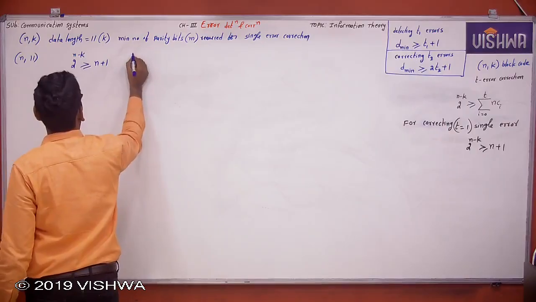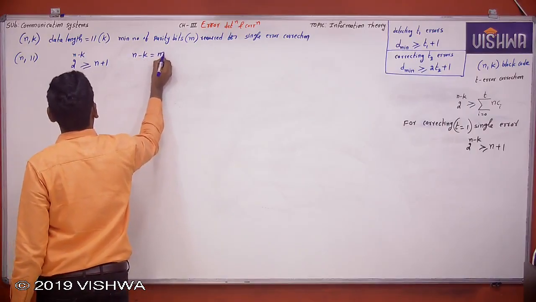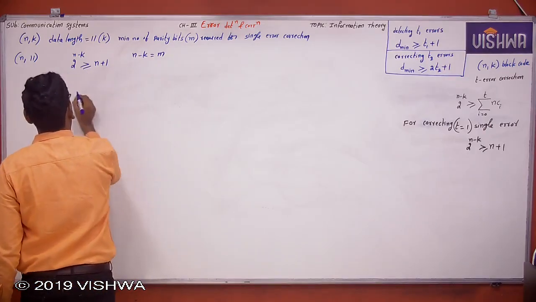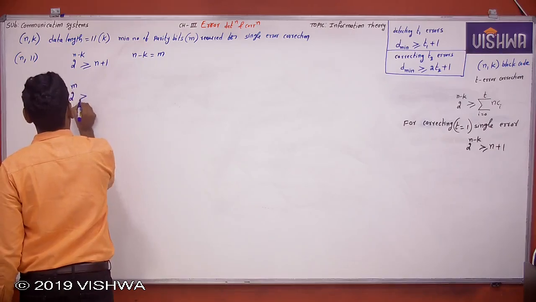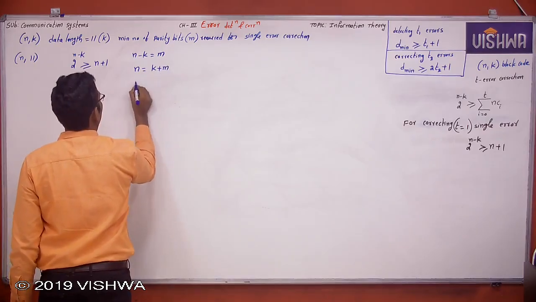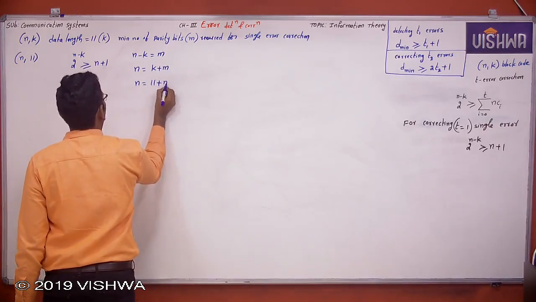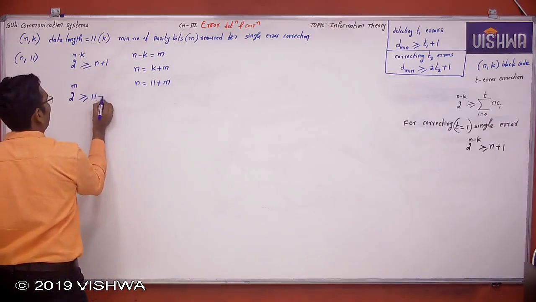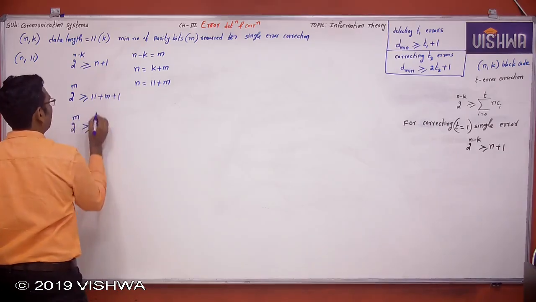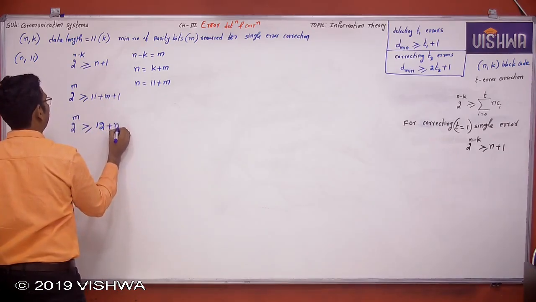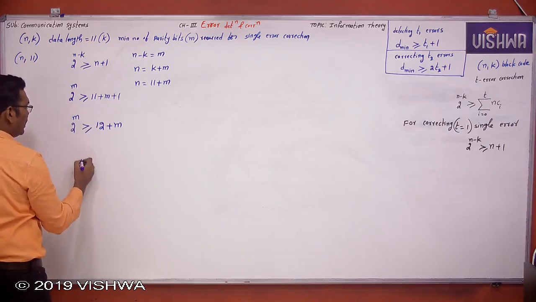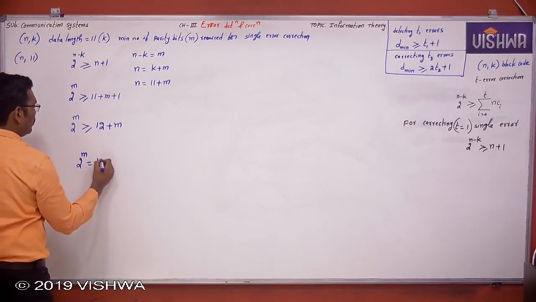You know that n minus k is equal to m, the number of parity bits. Therefore, can I write like this? 2 power m is greater than or equal to n plus 1, where n is equal to k plus m. Therefore, n is 11 plus m. So 2 power m is greater than or equal to 11 plus m plus 1, which is 12 plus m. This is the condition. But for single error correction, minimum means 2 power m is equal to 12 plus m.